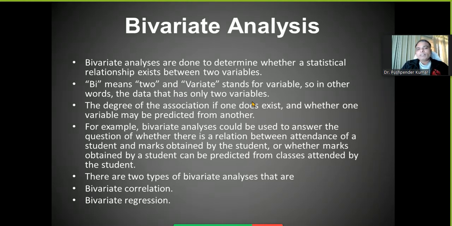So here we have one example. You can see bivariate analysis could be used to answer the question of whether there is a relationship between the attendance of a student and the marks obtained by the student. So we can see an association, a relationship, or how attendance is going to affect the student's marks, right?